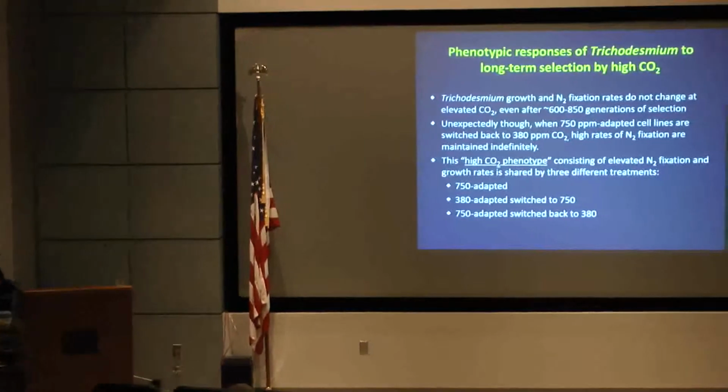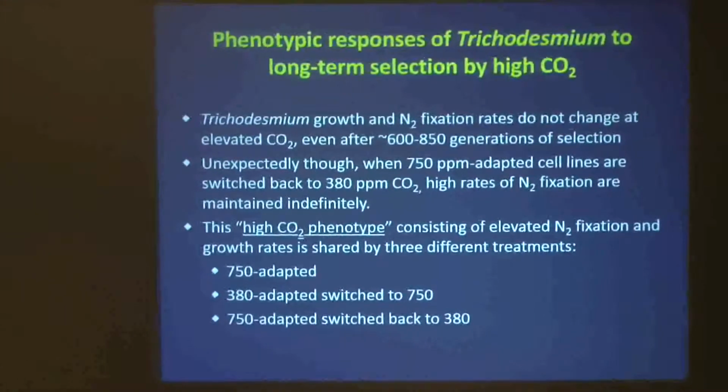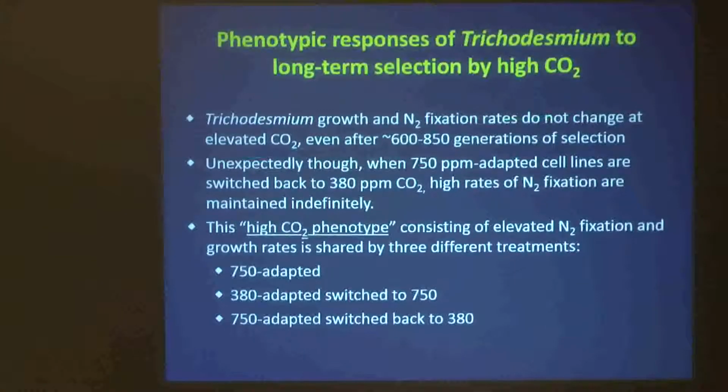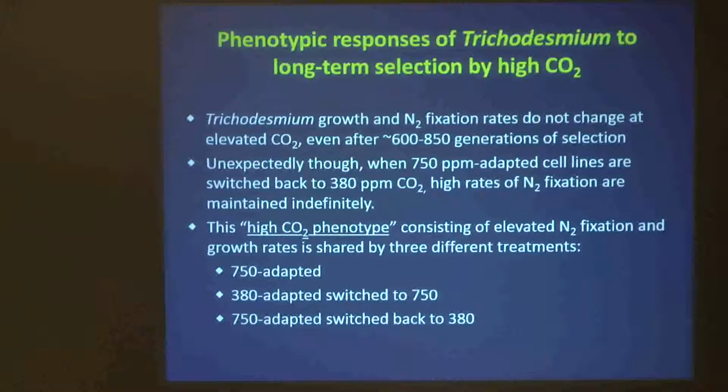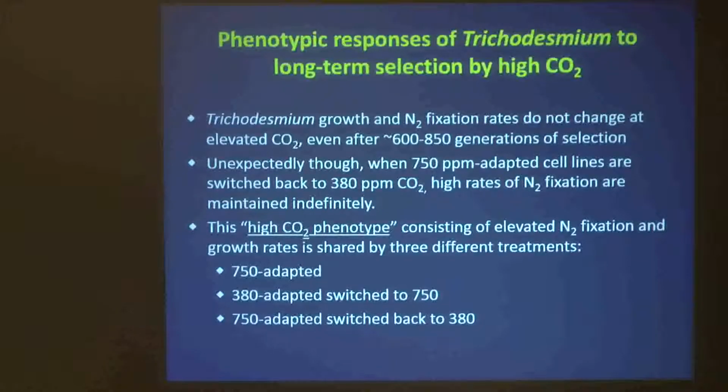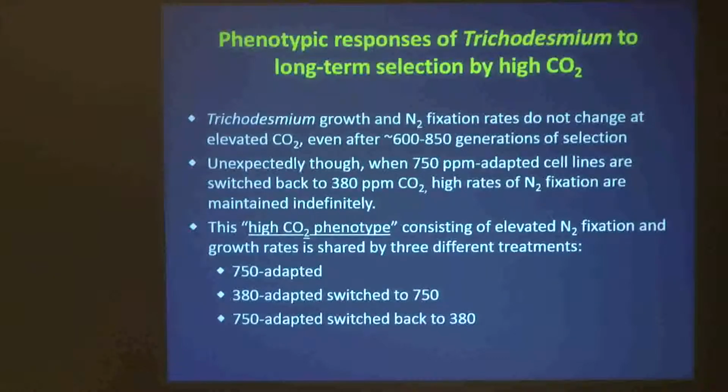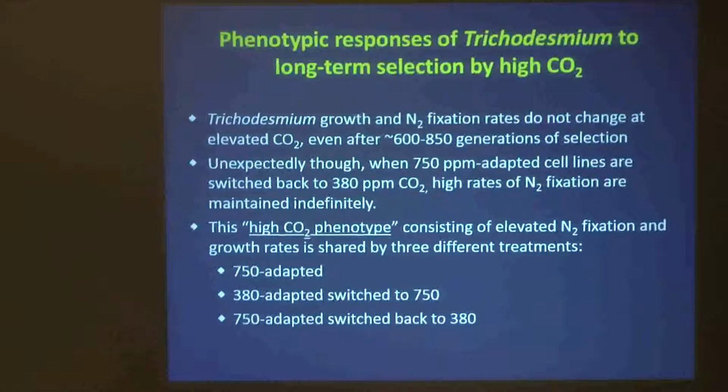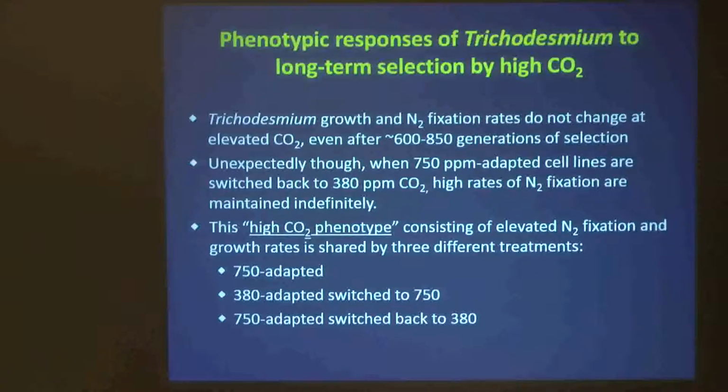So in terms of summarizing the phenotypic responses of Trichodesmium after long-term selection by high CO2, at high CO2 you don't see any response. They don't get more fit, they don't grow faster at high CO2. What you see is they're now more fit when you move them back to low CO2 because they're still growing and fixing nitrogen as if they were in the high CO2 world. And so we can define what we call a high CO2 phenotype. So that consists of high nitrogen fixation and growth rates.